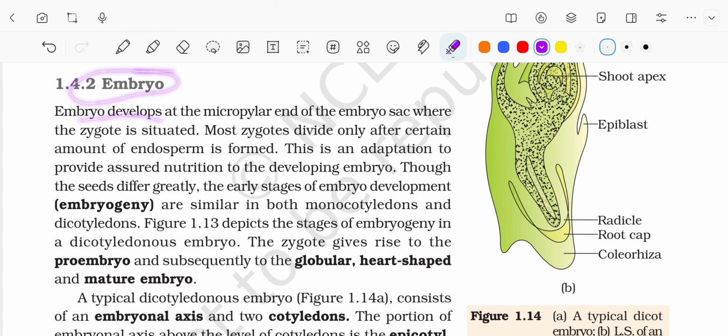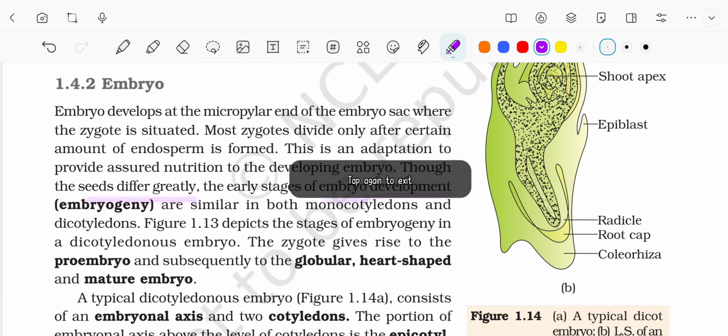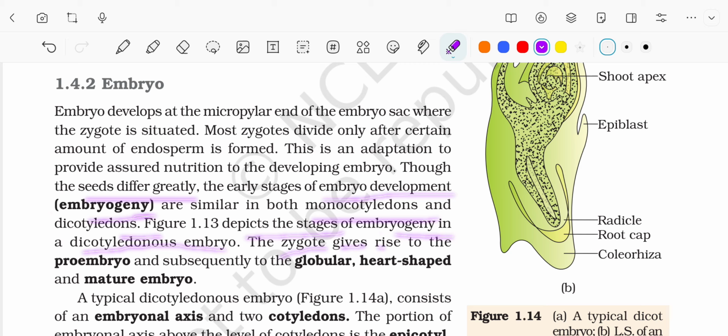Embryo. The embryo develops at the micropylar end of the embryo sac where the zygote is situated. Most zygotes divide only after a certain amount of endosperm is formed. This is an adaptation to provide assured nutrition to the developing embryo. Though seeds differ greatly, the early stages of embryo development, embryogeny, are similar in both monocotyledons and dicotyledons. The zygote gives rise to the proembryo and subsequently to the globular, heart-shaped and mature embryo.